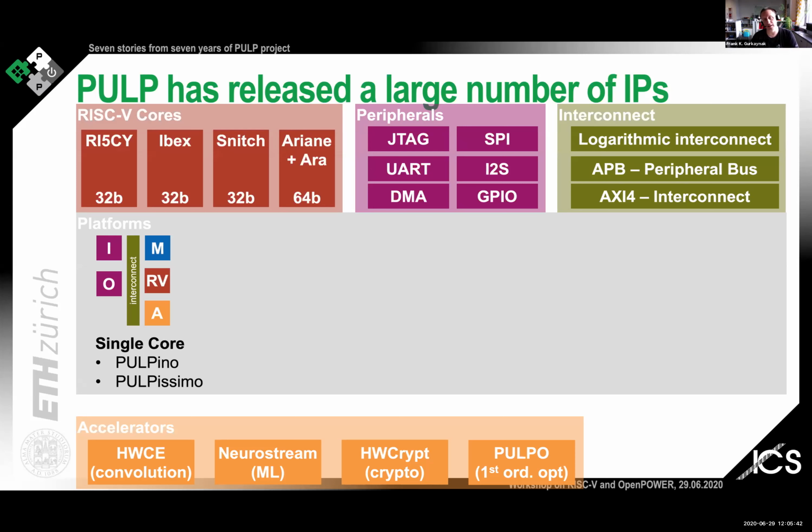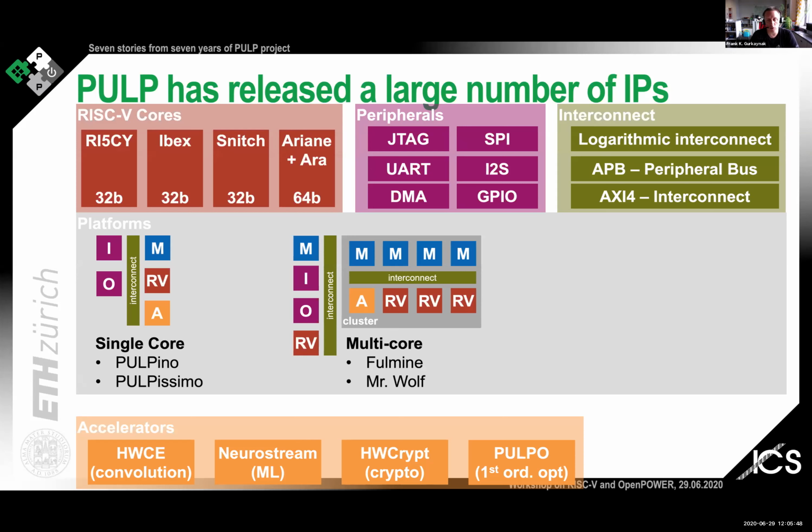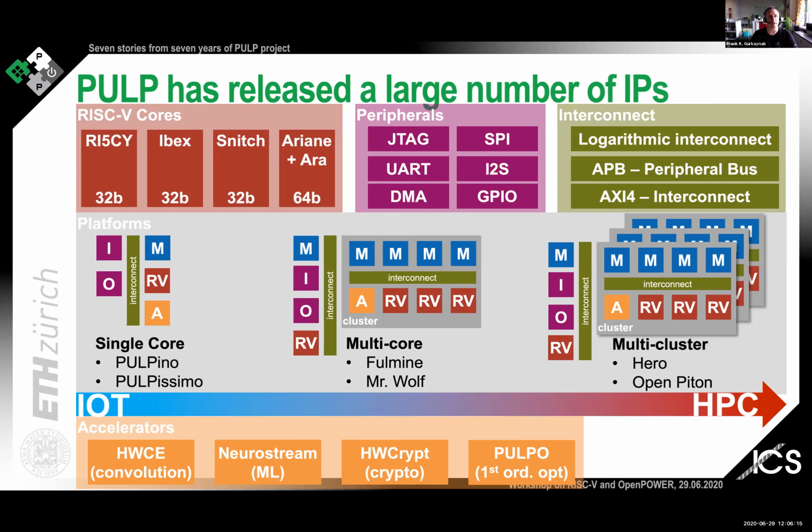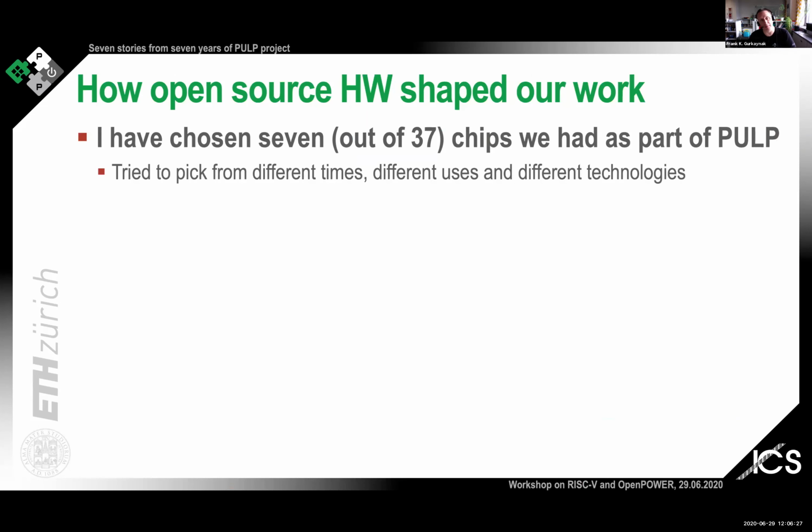Then we have multi-core platforms. Some names that you might have heard are OpenPOWER, Fulmine, and Mr. Wolf. And then we have the version with the same idea, clustered cores working on shared memory that go over multiple clusters. So this was a hero. Andrea was talking in the morning a little bit about it, and in the afternoon, Jonathan is going to talk about OpenPython. You can also read about that. And this spans a larger area of applications, all the way from IoT, where single core microcontroller-like architectures are used, all the way to HPC.